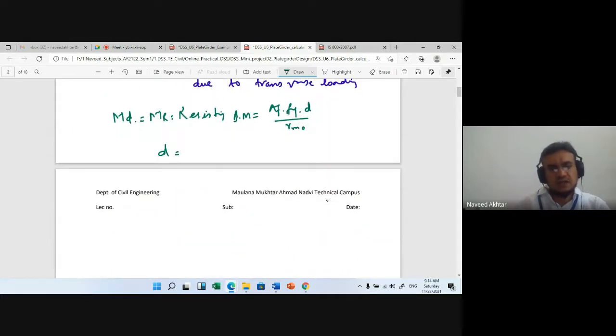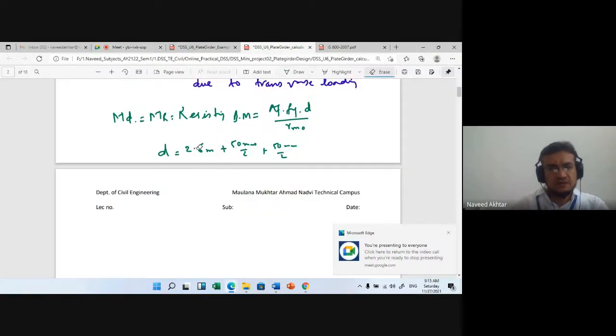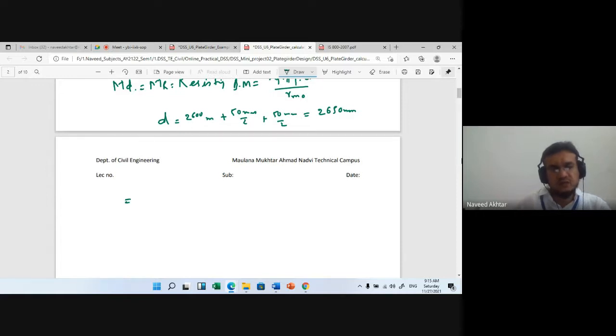So if you find out D, the center to center distance between the flange plates, D is equal to 2.6 meter plus 50 mm divided by 2 plus 50 mm divided by 2. I will write everything in mm. So 2600 mm, and it will come to 2650 mm.